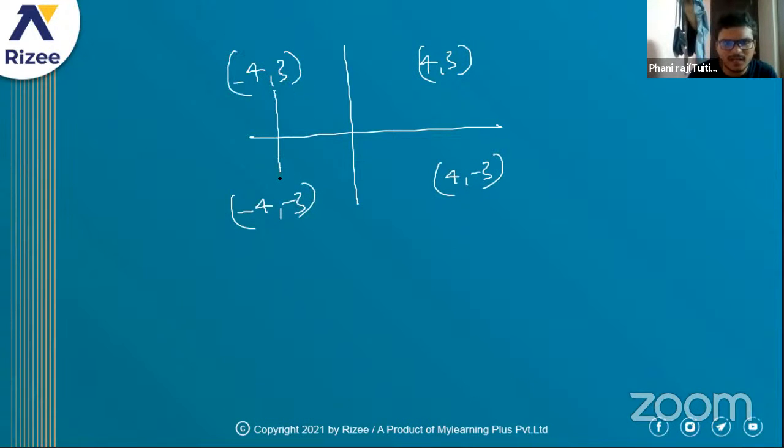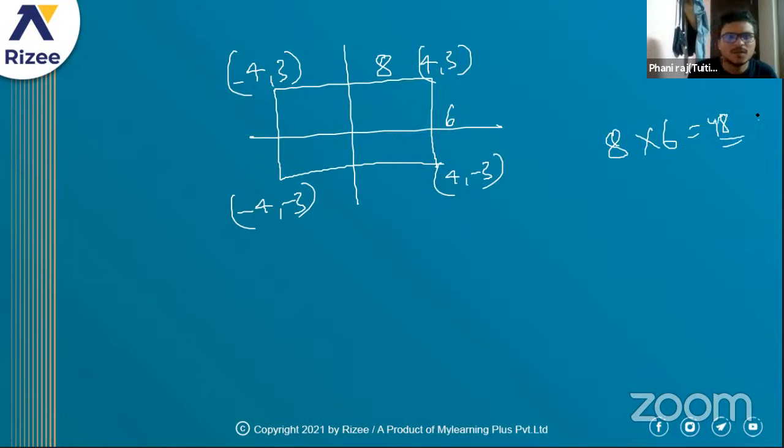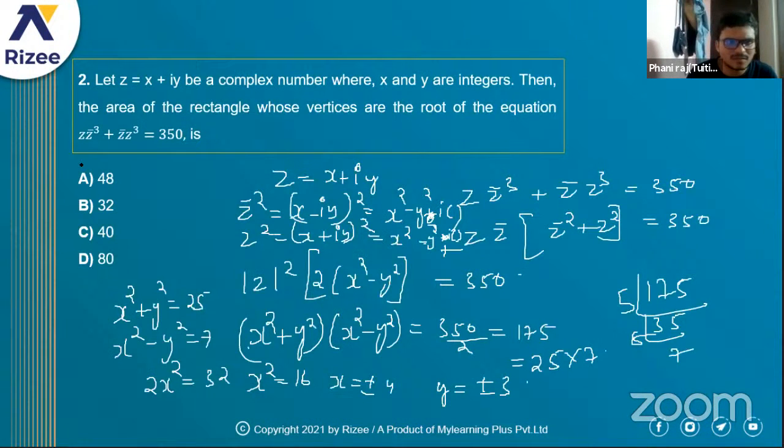This is a rectangle. All the vertices are solutions of that equation. So what is this length? It's 8. What is this length? It's 6. So what is the area of the rectangle? 8 into 6, which is 48. That is the answer.